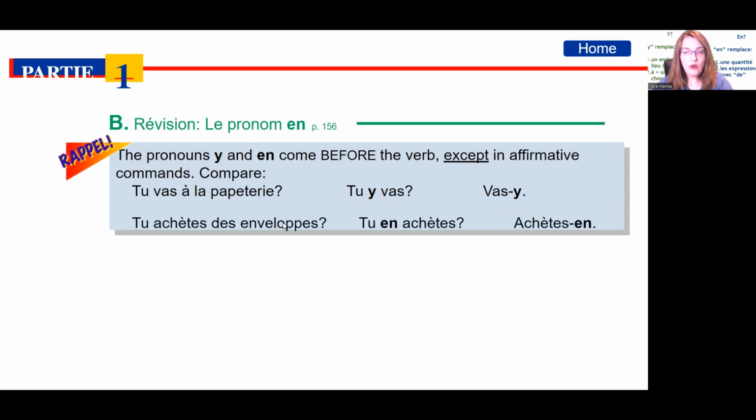Tu achètes des enveloppes? So this envelope will be replaced with en. Tu en achètes? Now for the command form, we say achète-en. Achète-en. Buy some of it.